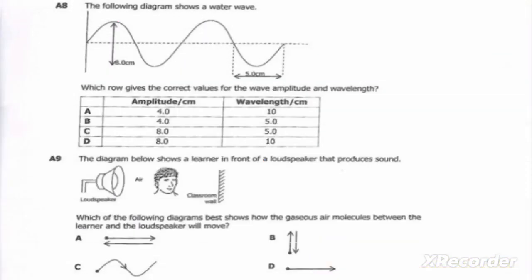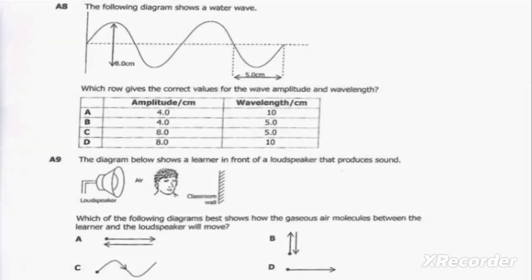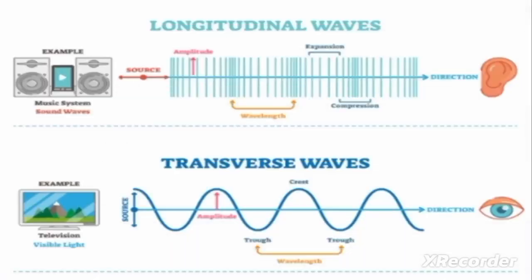Let us move to the next question, which is question A9. Question A9, the diagram below shows a learner in front of a sound speaker that produces sound. Which of the following diagrams best shows how the gaseous air molecules between the learner and the loudspeaker will move? So the first thing that we need to do is to understand the type of wave being discussed here, the sound wave.